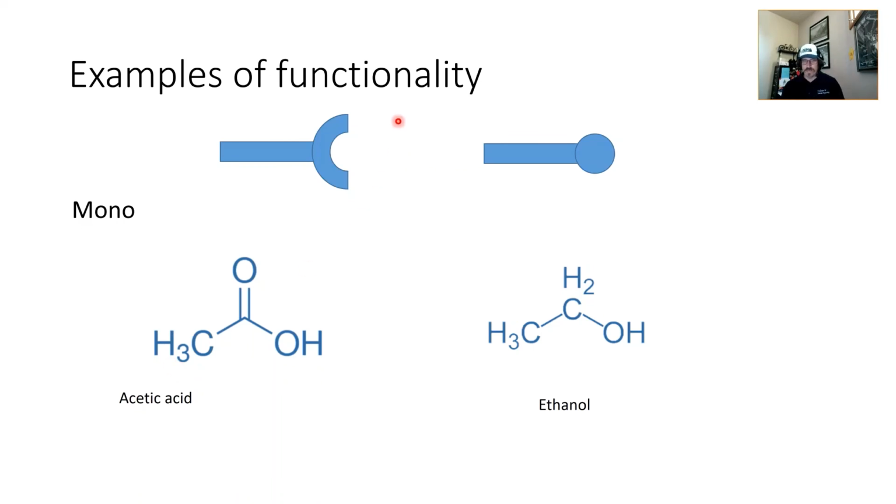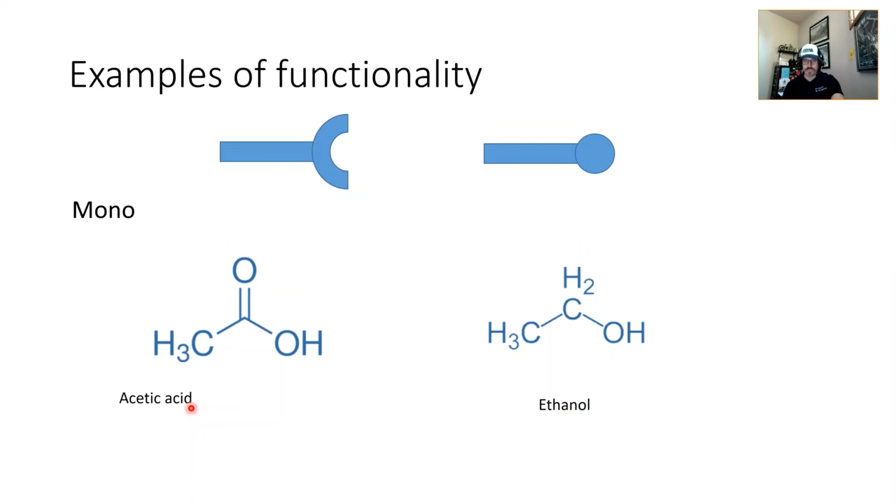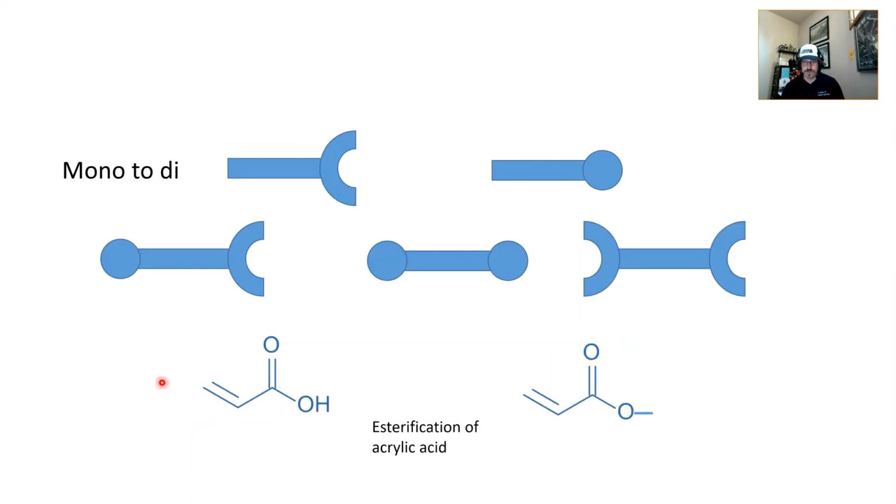I have these train link indicators showing monofunctionality. So you can either have the C or the O, and you have two types of designations here. I'm using this nomenclature. Mono to di: here this is an acrylic, and instead of being H3C, it's actually H2C. And so you have a dangling bond, so it's functional on one side.